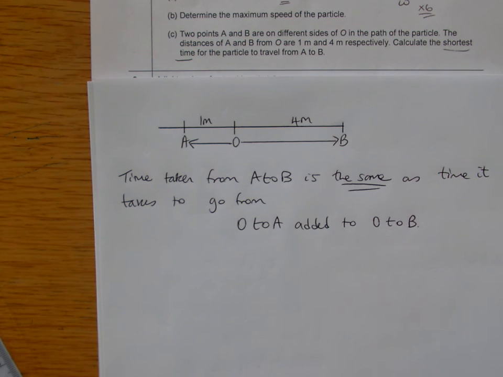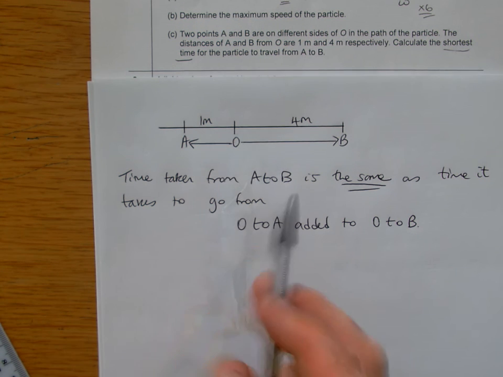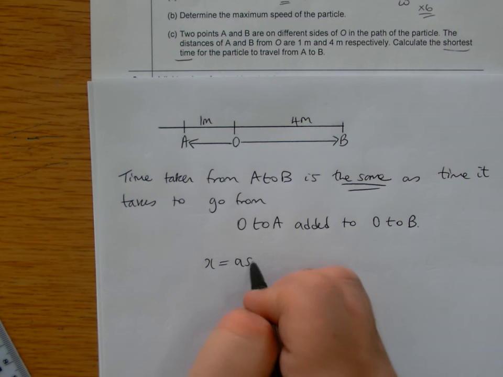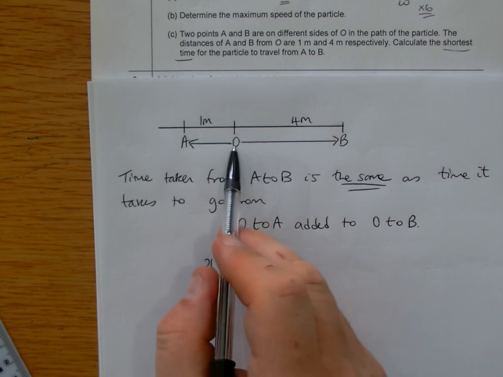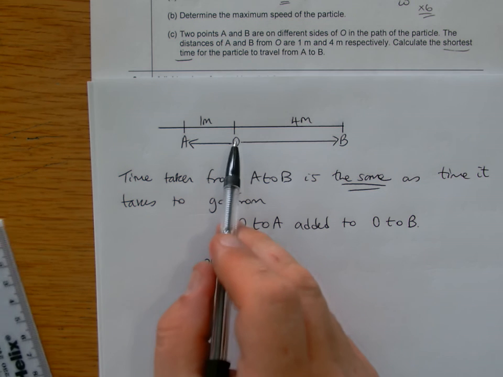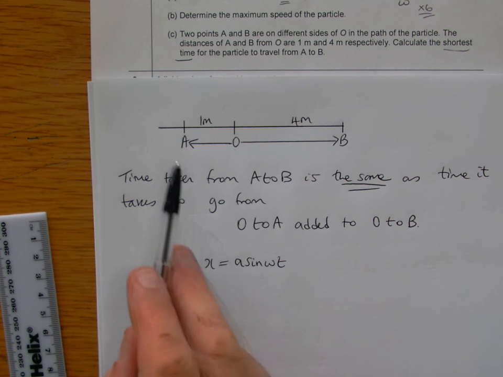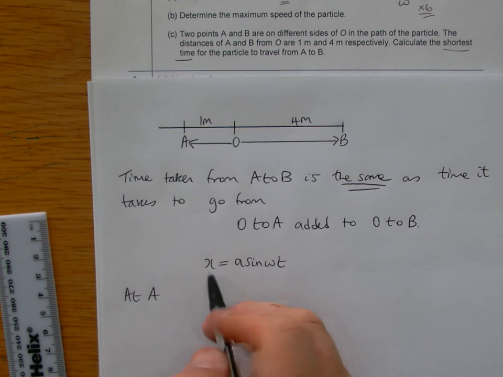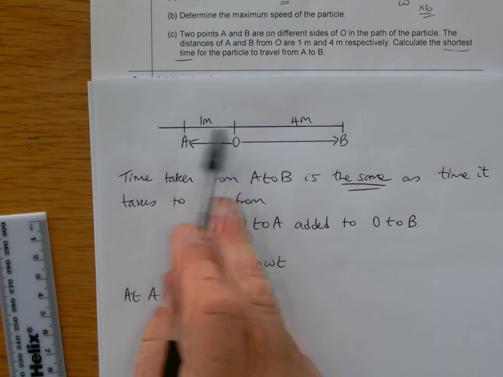So how do we do it? Well, if we start at O, then we've got to use this displacement formula, where the initial conditions were said to be that at the beginning it's at the mean point, at O. So we can use this formula. At A, what is x going to equal? Well, at A, x is going to equal 1.